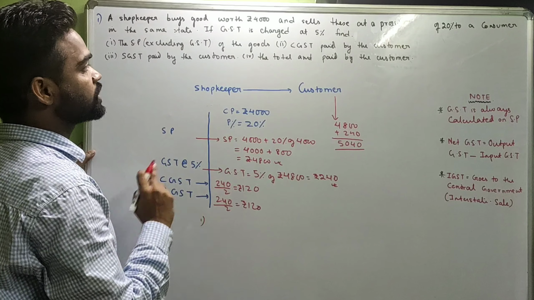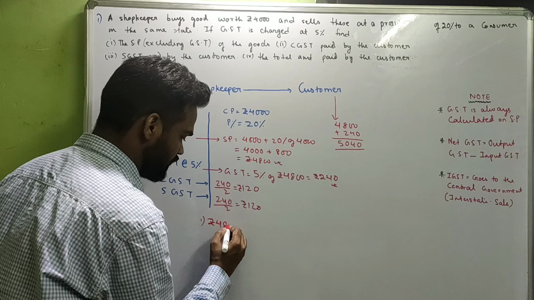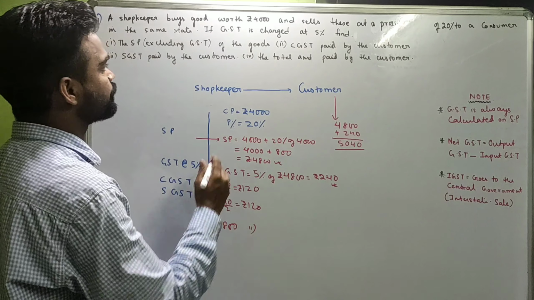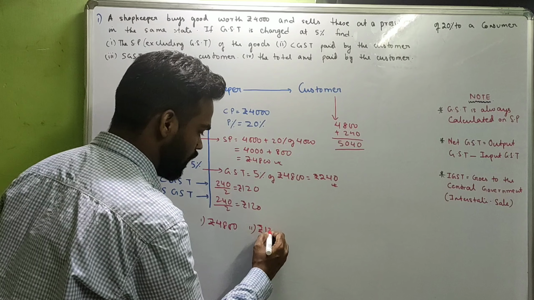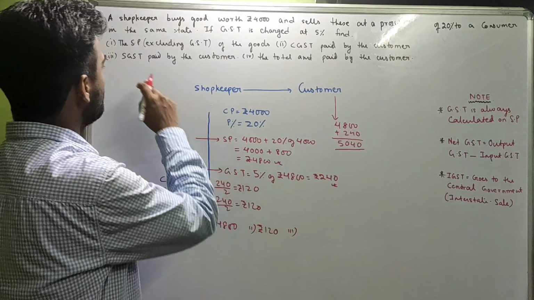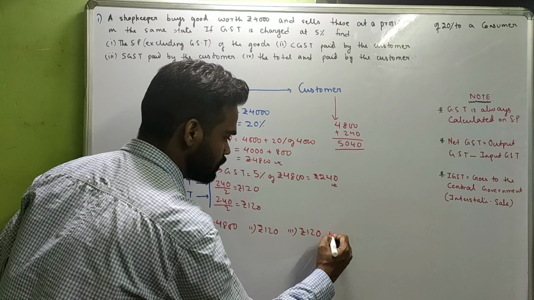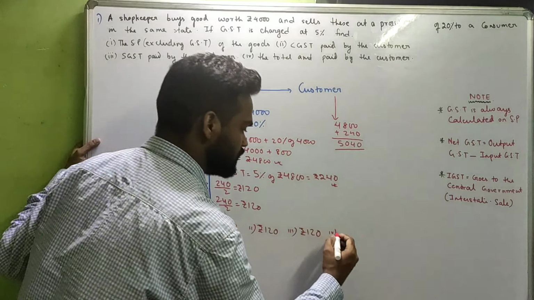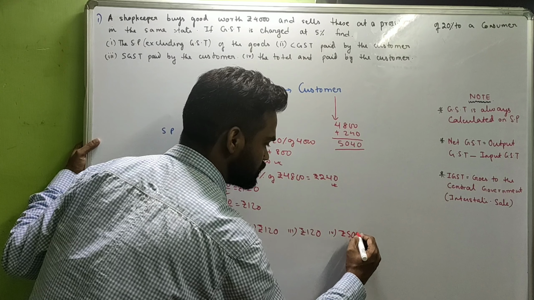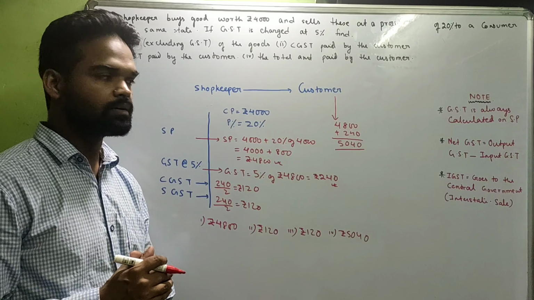The SP excluding GST of the good, that's rupees 4800. Number 2, CGST paid by the customer, that's rupees 120. SGST paid by the customer, again rupees 120. And number 4, the total amount paid by the customer will be rupees 5040. Clear? Now let us look at the next sum.